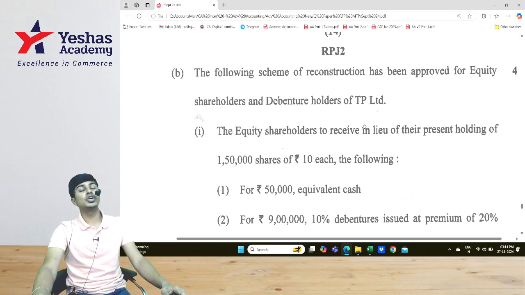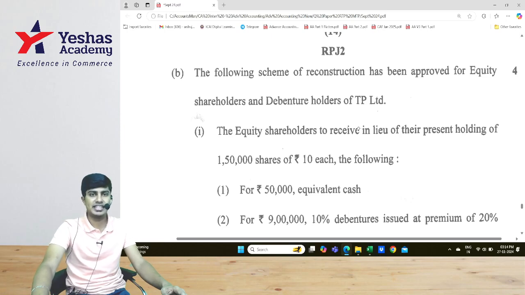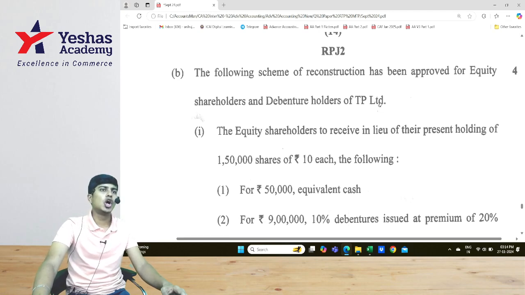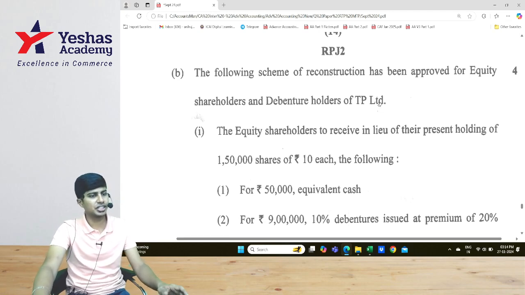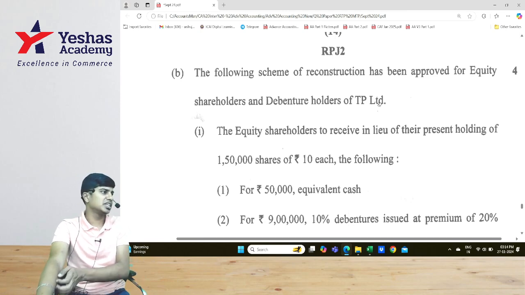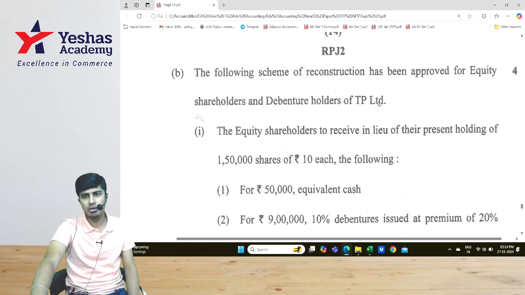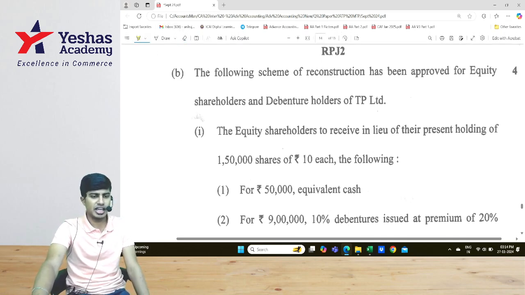Let's now solve question 6B from our September 2024 examination of CA Intermediate. This question is on internal reconstruction, and there was a choice between 6A and 6B. You could have written either of them. Let's read. The following scheme of reconstruction has been approved by equity shareholders and debenture holders of TP Limited.